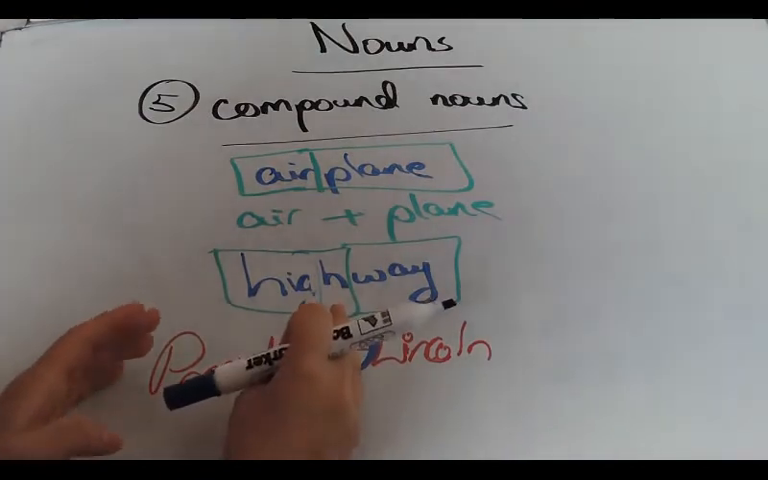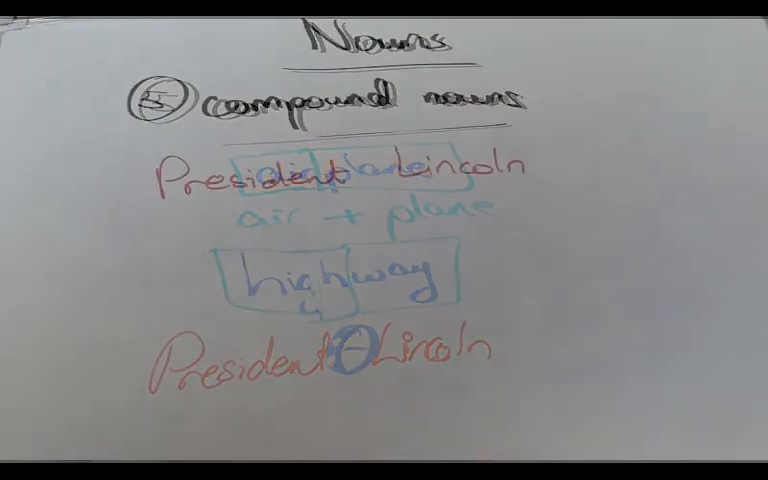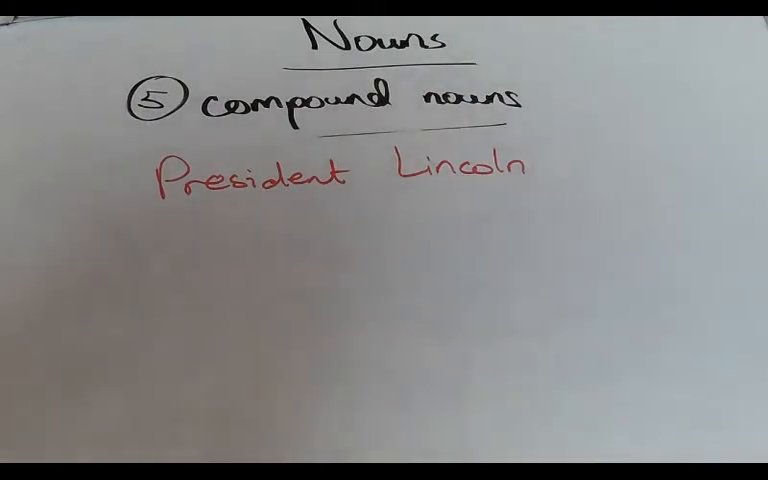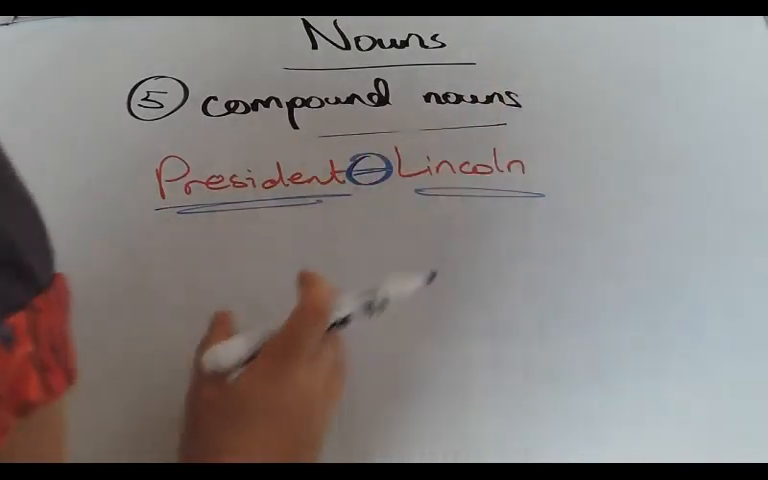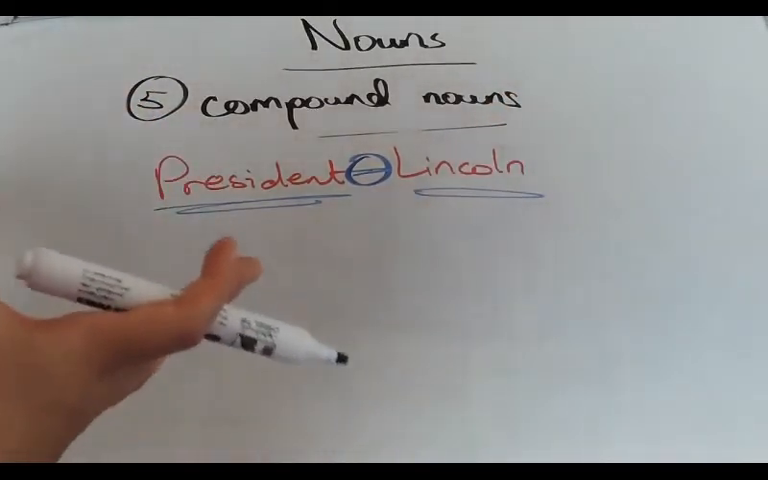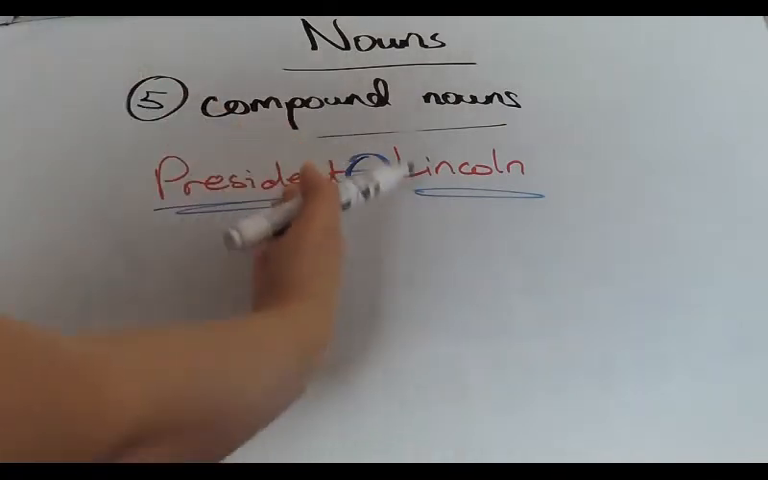Because if I say president alone, then I can mean any president. And if I say Lincoln alone, I can mean anyone named Lincoln. But if I join president and Lincoln together, they give me a specific meaning, which means President Lincoln. I'm talking about one specific president. I want to make this clear for everybody that even though we have a space between the position and the name of the person we're talking about, it is still considered a compound noun because together it gives one meaning. It gives a name of a person. So this is the difference between highway, airplane, and President Lincoln.